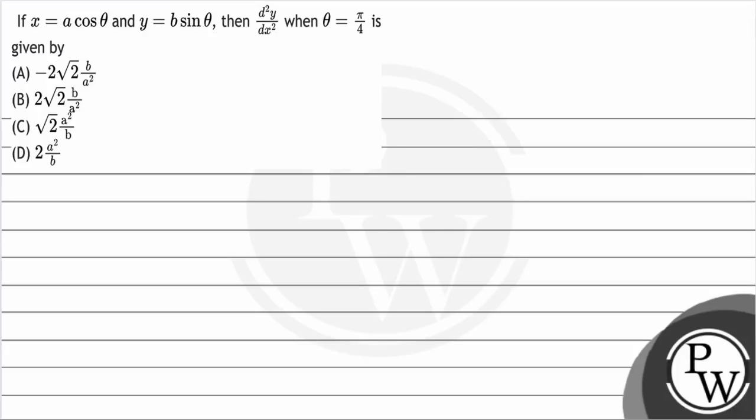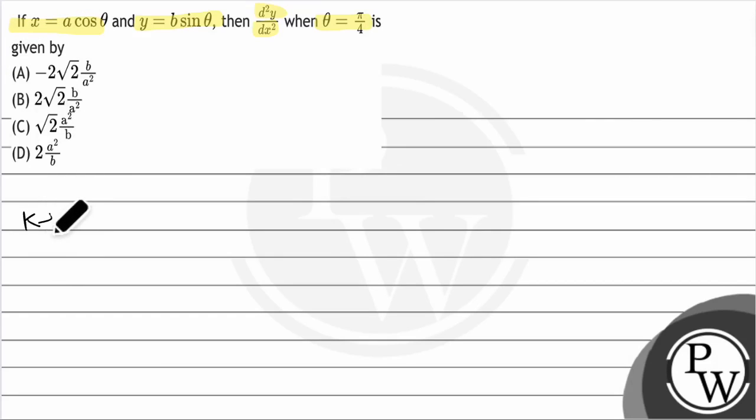So let's discuss the given question. If x equal to a cos theta and y equal to b sin theta, then find the d2y by dx square when theta equal to pi by 4. Okay. So guys, how can you solve this question?